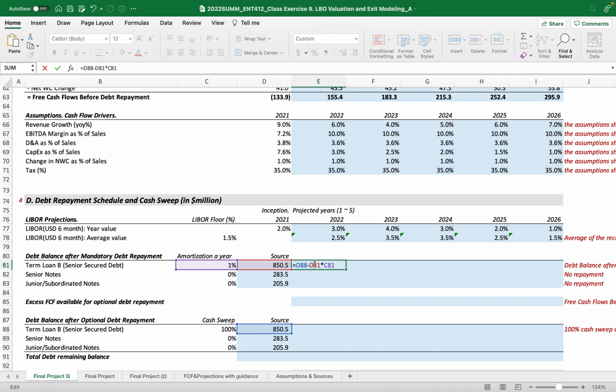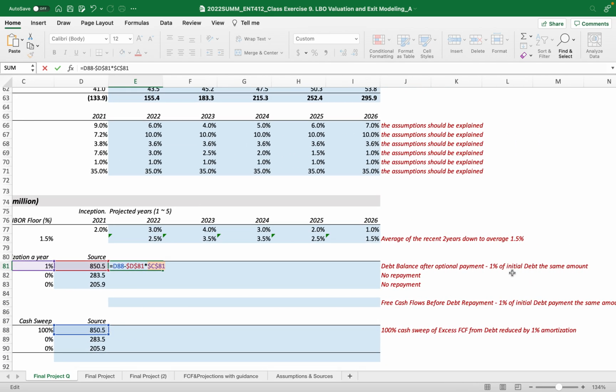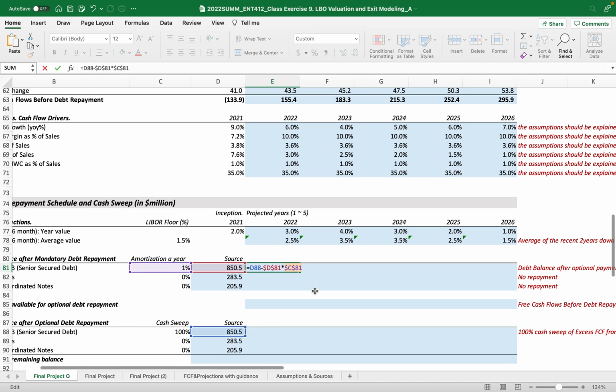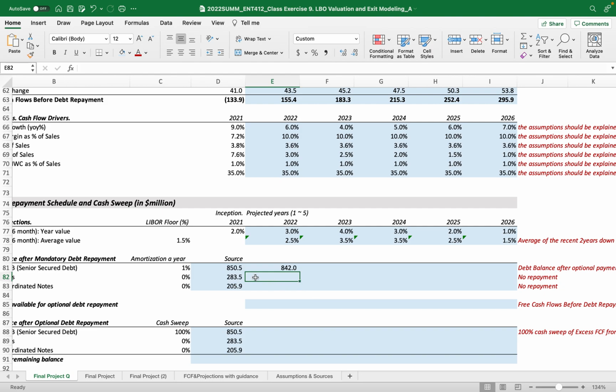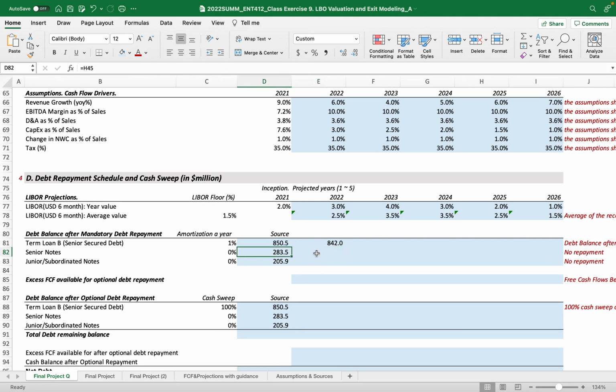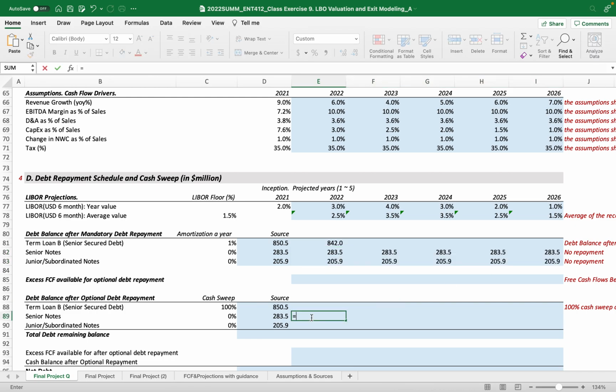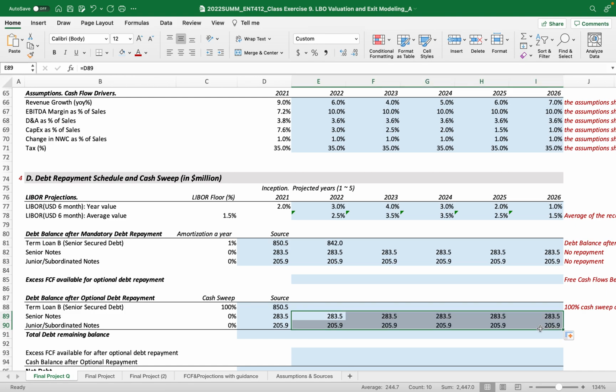And then let's fix it. So every year, based on the initial borrowing amount, initial debt times 1%. Then we got it, so 820. Then this senior note doesn't have a repayment, and this also doesn't have a repayment. So let's just drag to the right, the same way after the mandatory debt repayment. The senior notes and junior subordinated notes don't change, so let's just drag to the right.